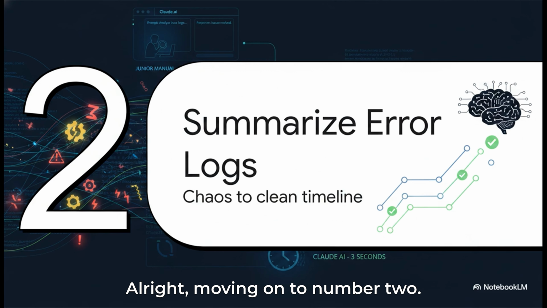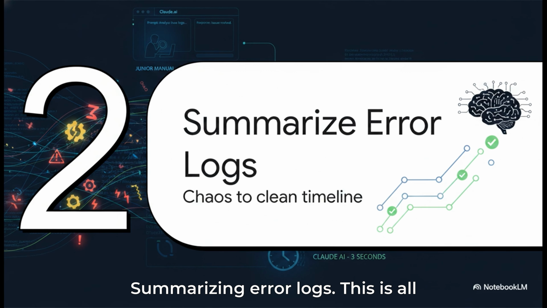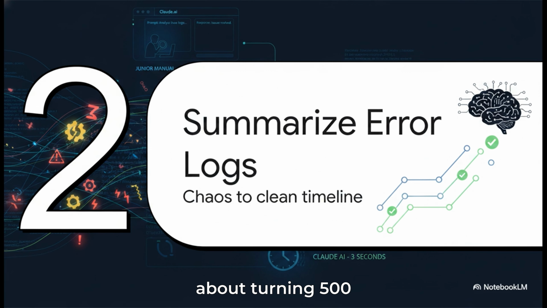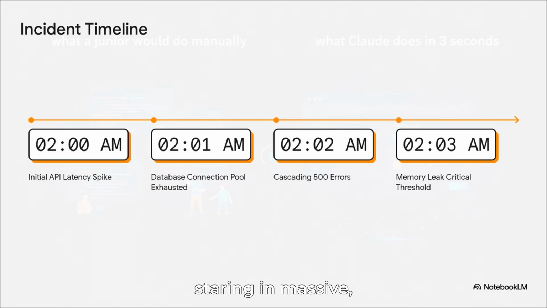All right, moving on to number 2, summarizing error logs. This is all about turning 500 lines of chaos into a crystal clean timeline. We have all been there, staring at massive, chaotic log files spanning multiple systems, just trying to piece together what broke first. Well, Claude can handle up to 200,000 tokens of raw data. To put that into perspective, that's roughly the equivalent of an entire 500-page book. So it can digest these massive log files in seconds.